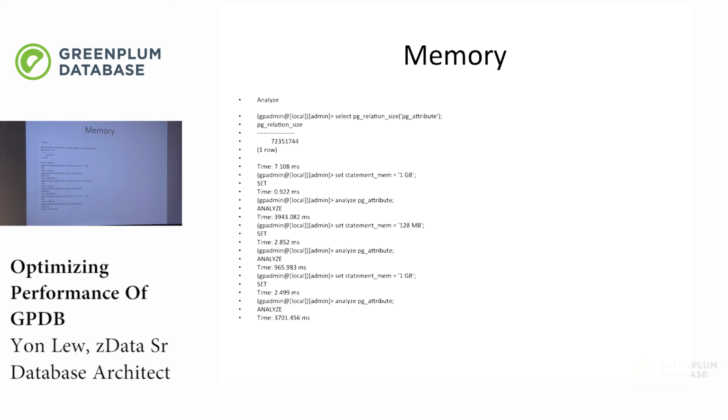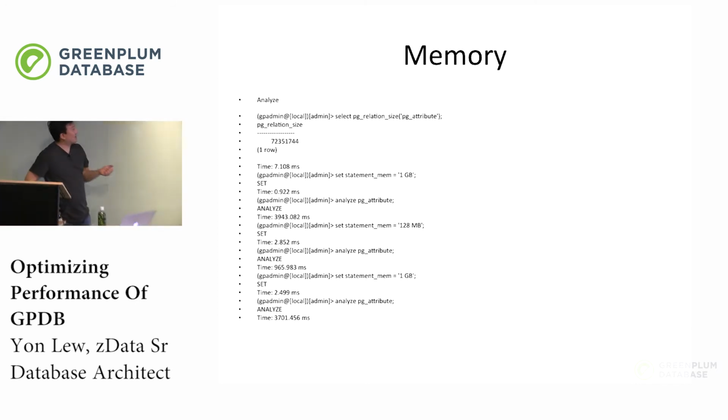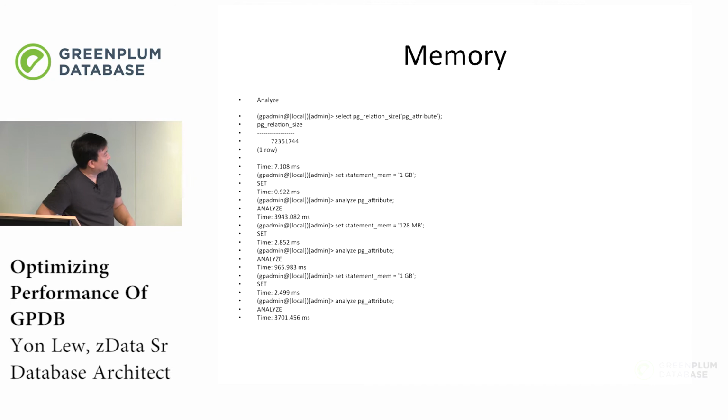So this is actually an example of exactly that. I don't know if you can read this or not. This is a database session where I'm just analyzing the PG attribute catalog table. You can see I check the size. I set the statement mem to 1 gigabyte. I run the analyze. It takes about 3 seconds.